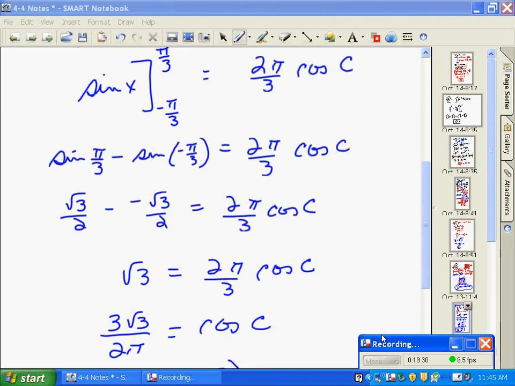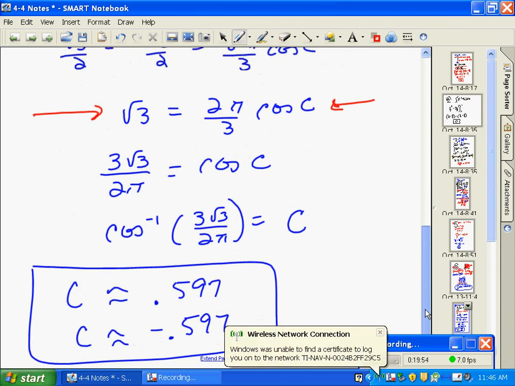Now again, I'm working the left side independently from the right side. The left side I'm going to evaluate sine of pi over 3 minus sine of negative pi over 3. So on the left side that simplifies down to radical 3. I'm looking right here. On the right side I just kind of bring that down. So looking at the red arrows, I have radical 3 is equal to 2 pi over 3 times cosine of c. And then I just need to solve for c.